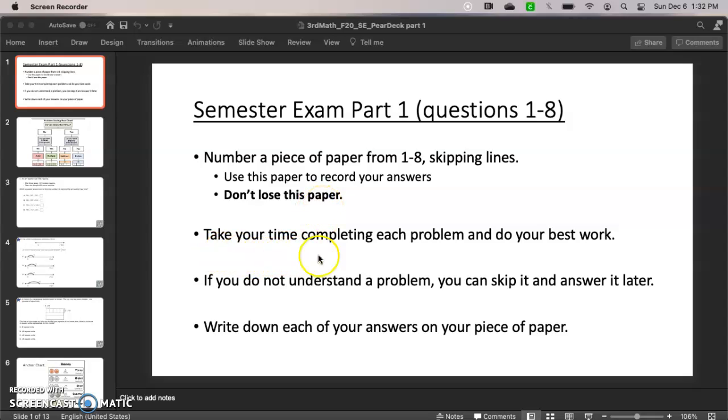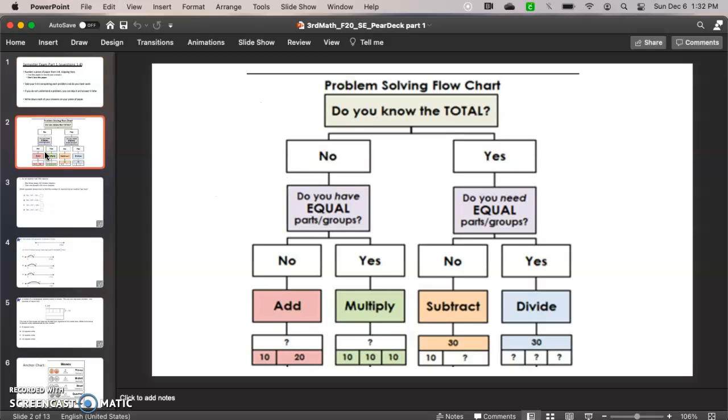Take your time completing each problem and do your best work. If you do not understand a problem, you can skip it and answer it later. Write down each of your answers on your piece of paper. Here is a visual for you to use. Feel free to go back to this slide when doing your problem if you need to.